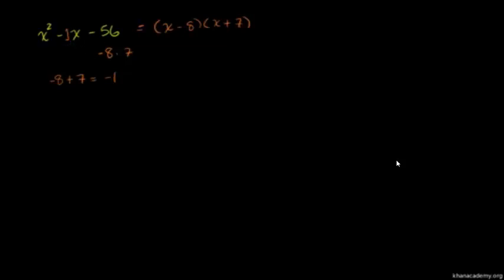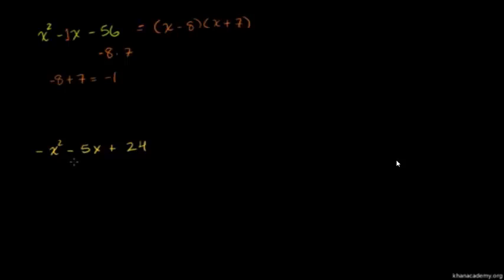Now let's step up the stakes a little bit more. Let's say we had negative x squared. Everything we've done so far had a positive 1 coefficient on the x squared term. But let's say we had a negative x squared minus 5x plus 24. How do we do this?